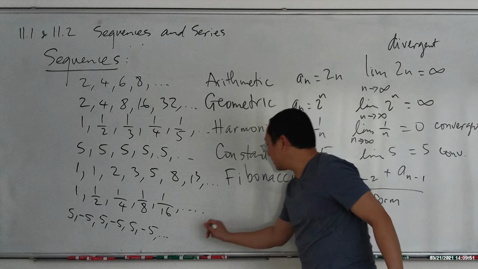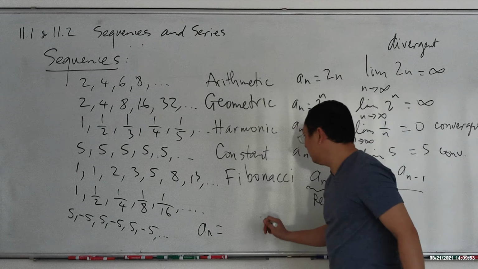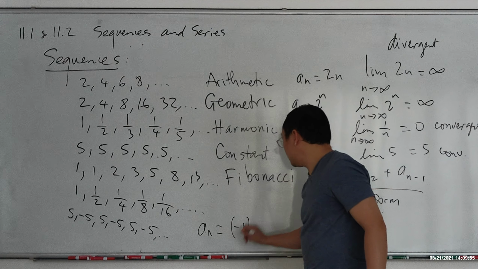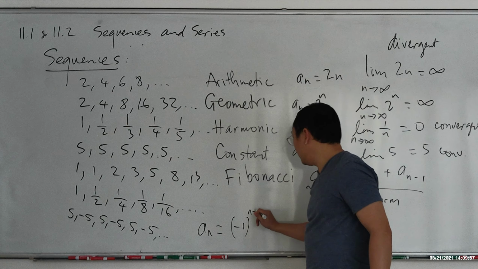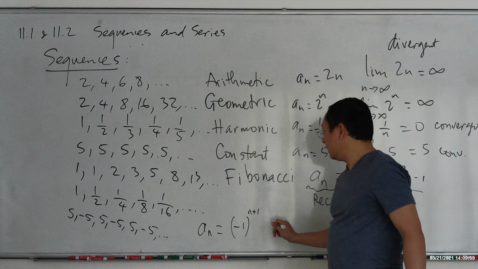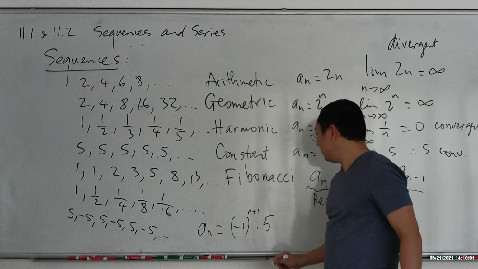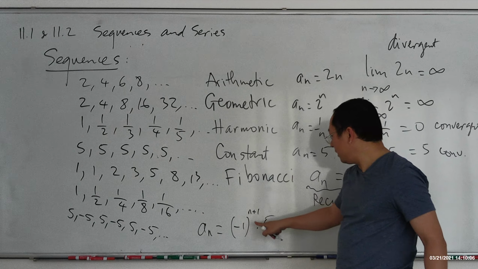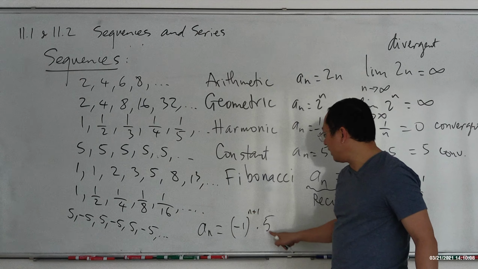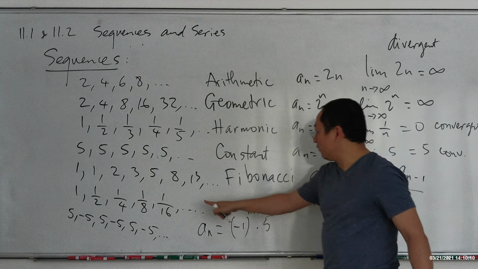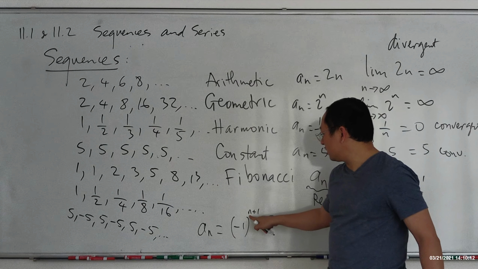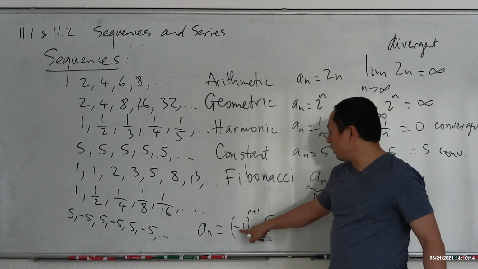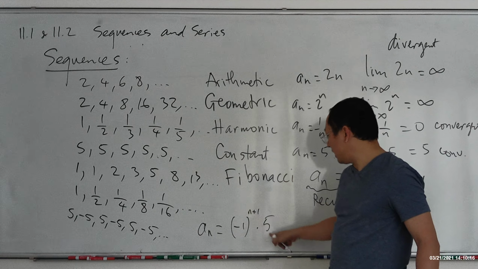I think this is a good example. a_n is equal to negative 1 to the n plus 1 times 5. Okay? So when n equals 1, you got 1 plus 1 is 2, negative 1 squared. This is just showing the alternating part and then 5, right? So the first term is positive, and then the second term is n equal to 2. So the exponent is negative 1 to the third power, which is negative 5.